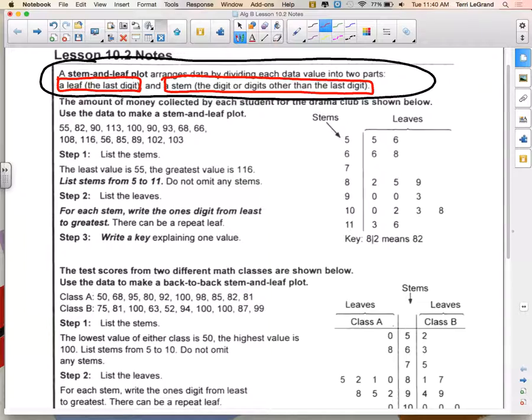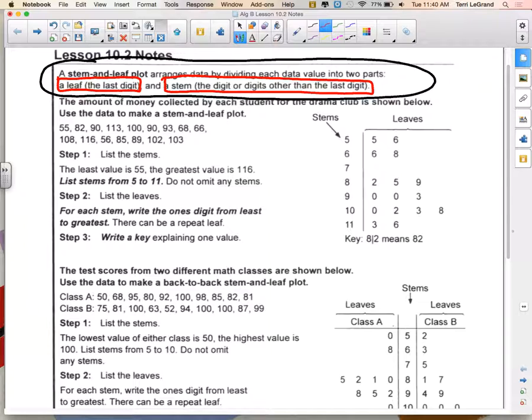So, if my age is 60, what's the last digit of my age? 0. What is the other digit or digits of my age? 6, right? So 6 would be the stem part of my age. 0 would be the leaf part of my age. Okay? Let's talk about quiz scores.